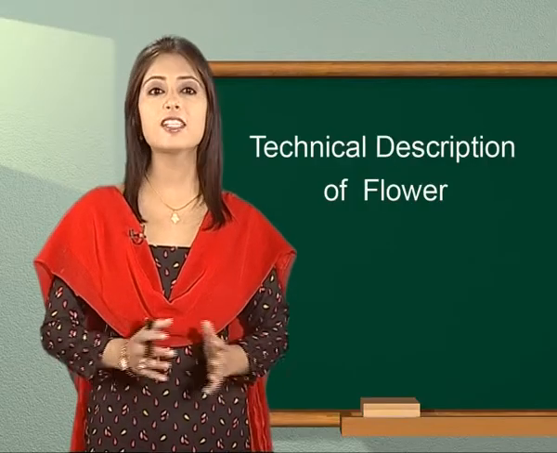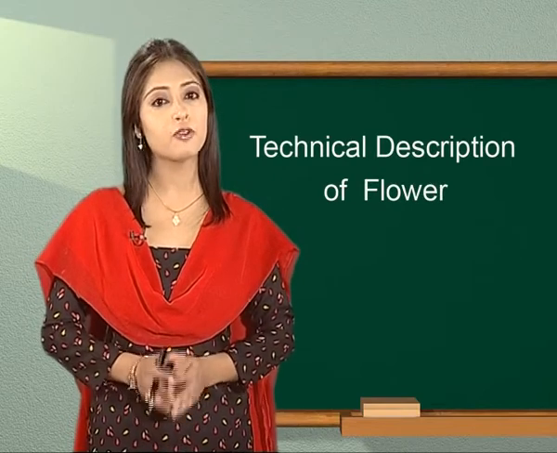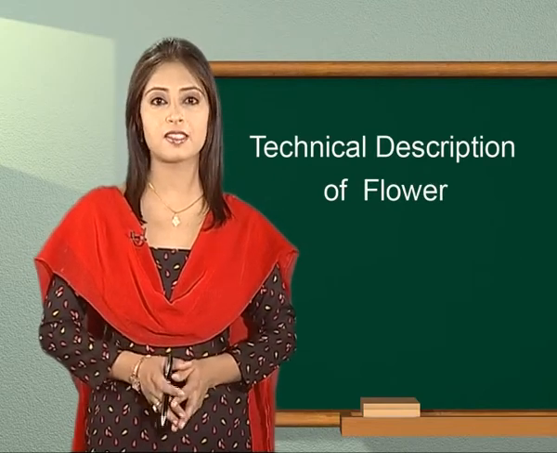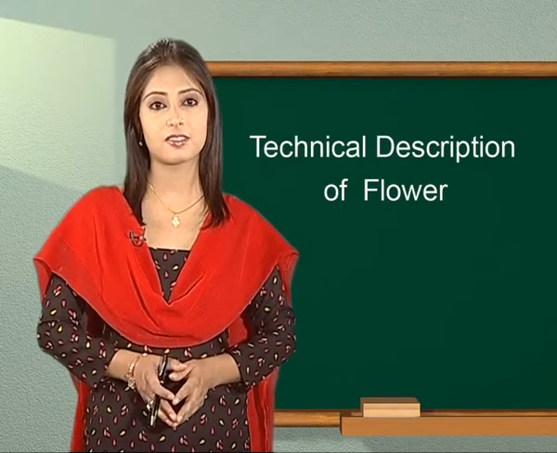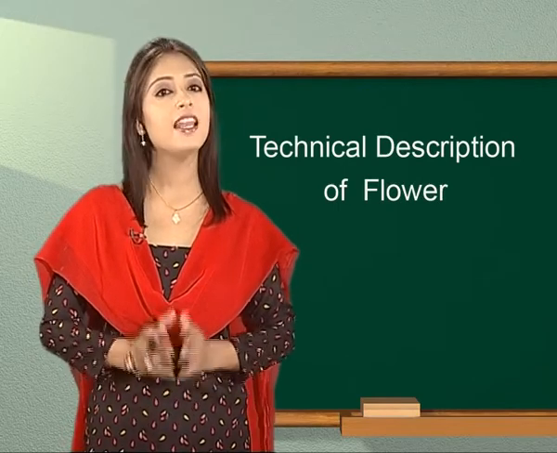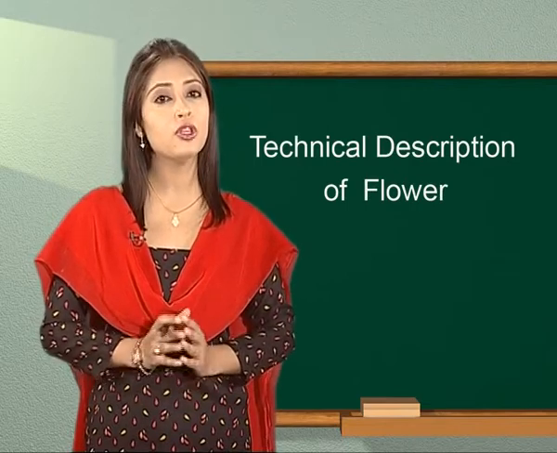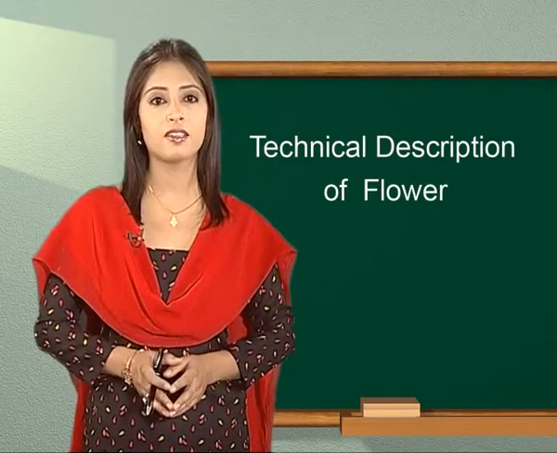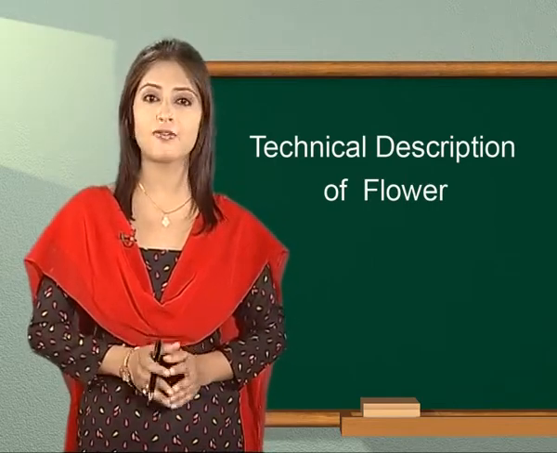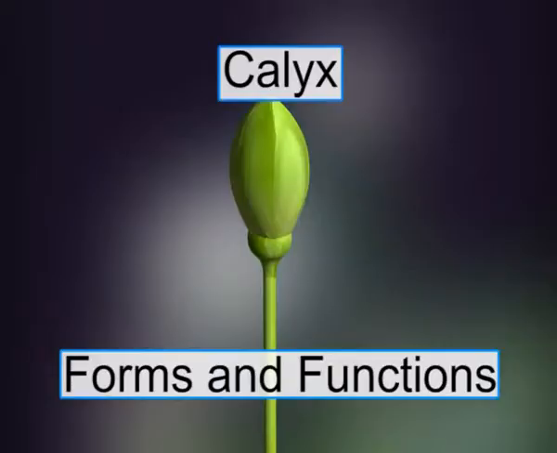Students, this is all about the arrangement of floral appendages on thalamus, in which we studied three types of conditions. After this, let us study about the two non-essential whorls, that is calyx and corolla, and their various forms and functions. Calyx, forms and functions.